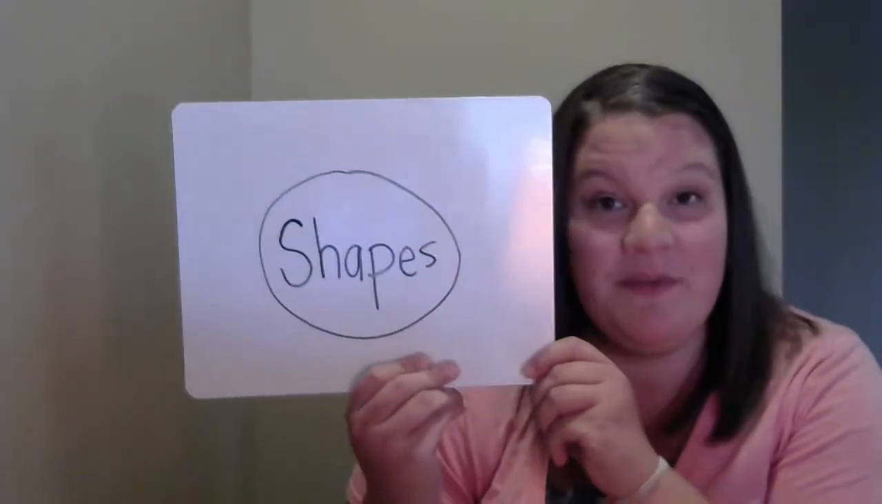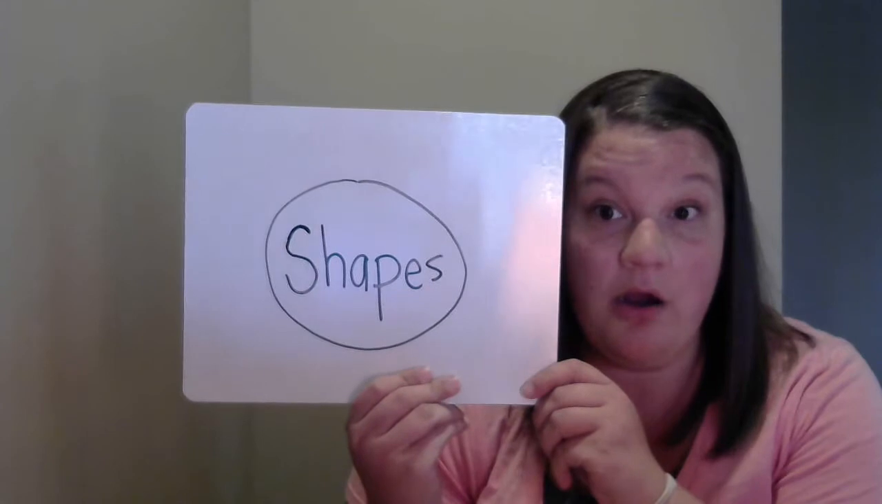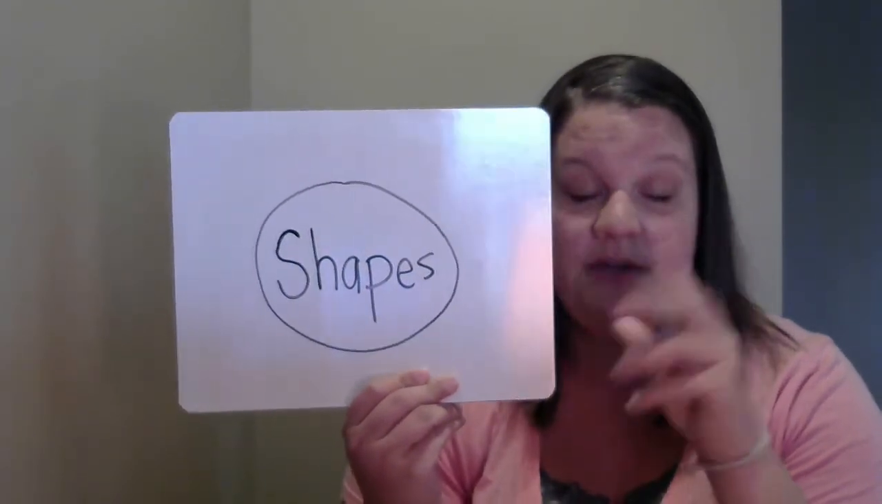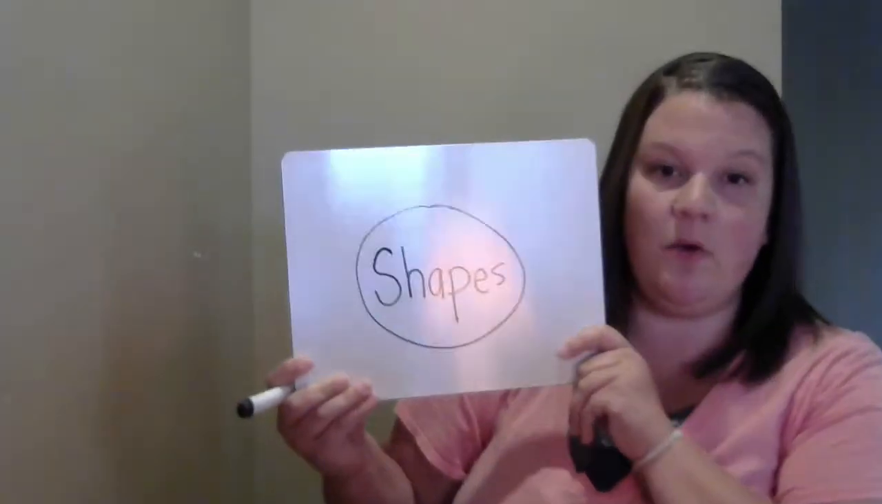All right, friends, today we're going to do a little review for math. We've been busy learning about them, and we're going to talk about shapes. Now think in your brain, what are shapes? We've learned two different kinds. We've learned 2D and 3D. So let's make a list with our 2D shapes that we know.